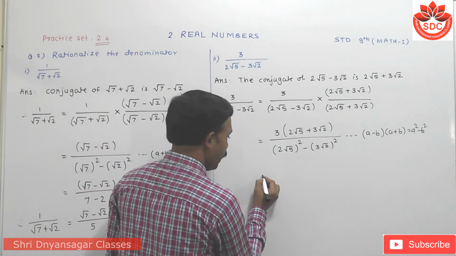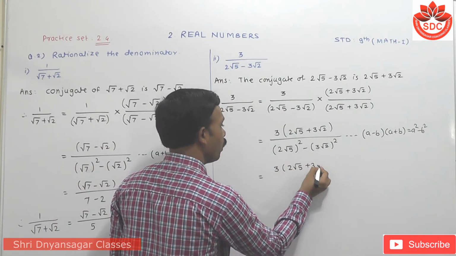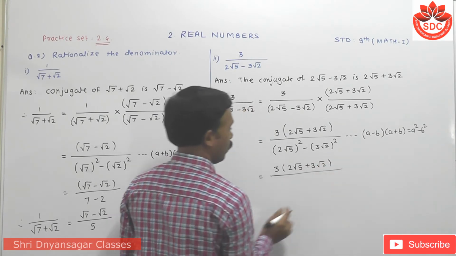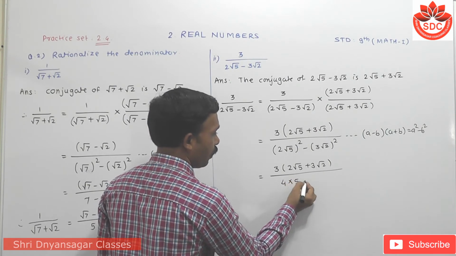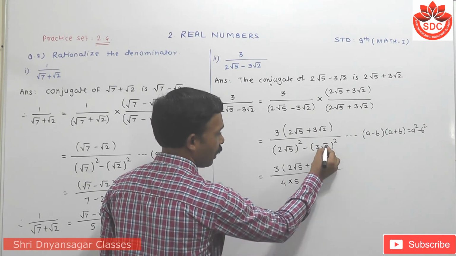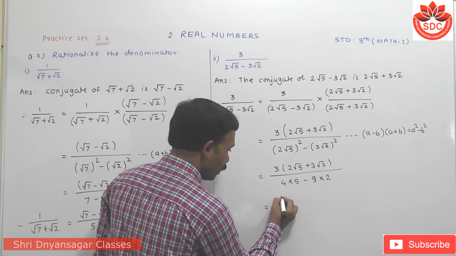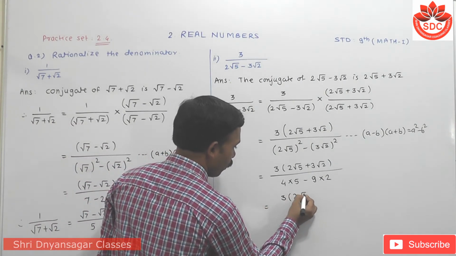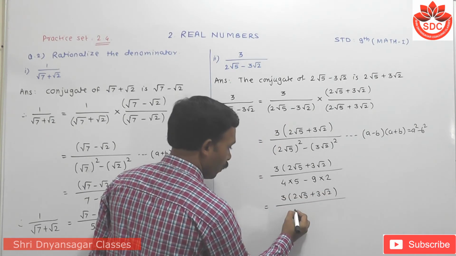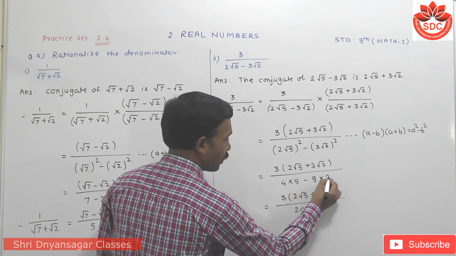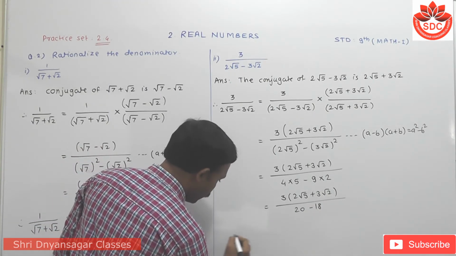Then the square of this bracket is 3 upon 2 root of 5 plus 3 root of 2 upon the square of it is 4. The square of root of 5 is 5, minus, this square is 9, and the square of root 2 is 2. Then it becomes 3 into 2 root of 5 plus 3 root of 2 upon 4 5s are 20 minus 9 2s are 18. Then we write the answer in a full sentence.